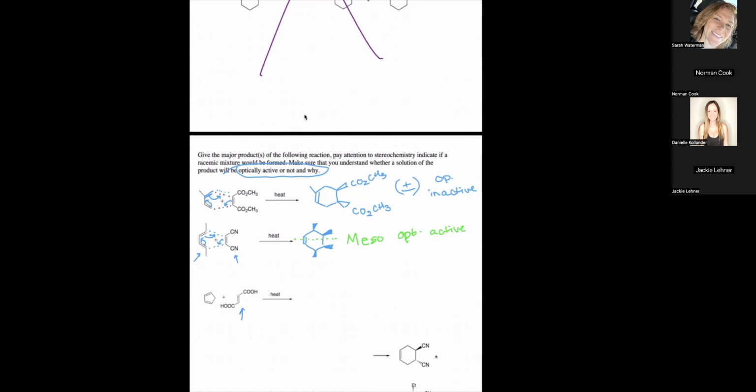Basically, if it's a mirror image of itself, then it's meso. If it has equal reflections, I can't think of the word right now, but anyway, then it's meso, which makes it optically active. If it's a racemic mixture, let me write racemic here, then it's optically inactive.